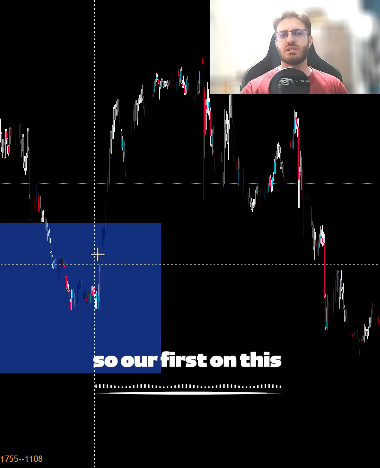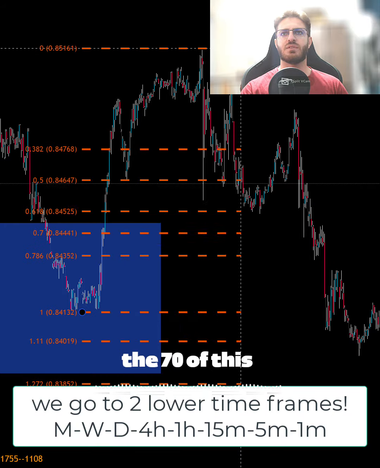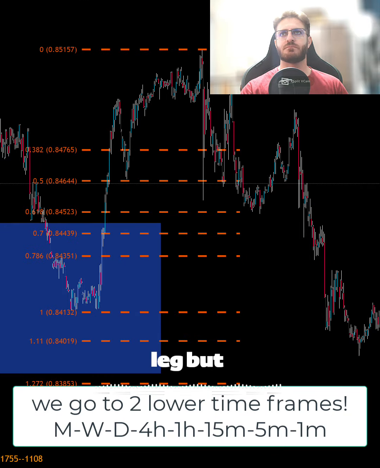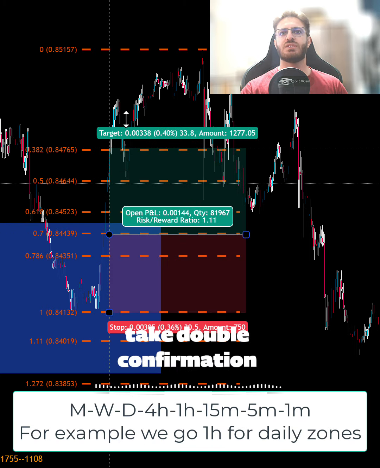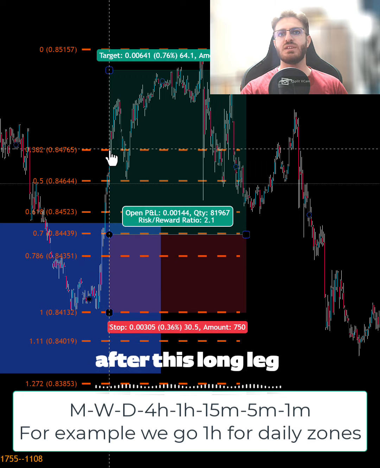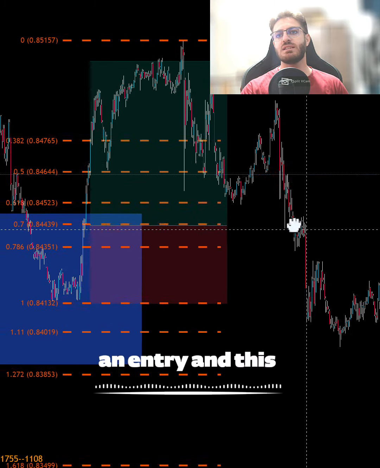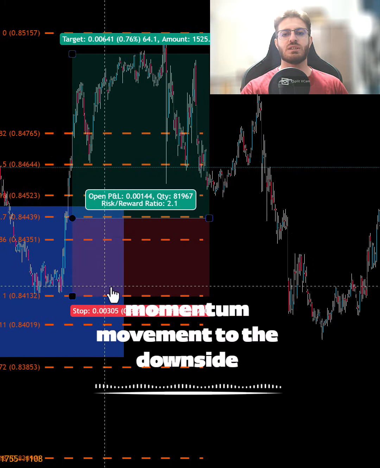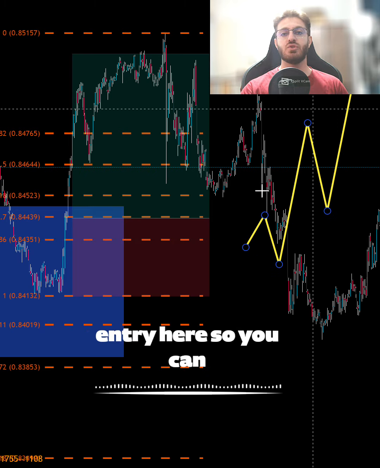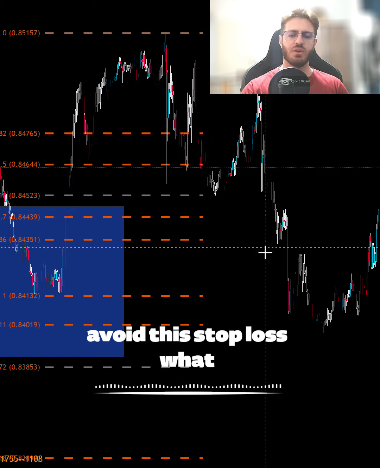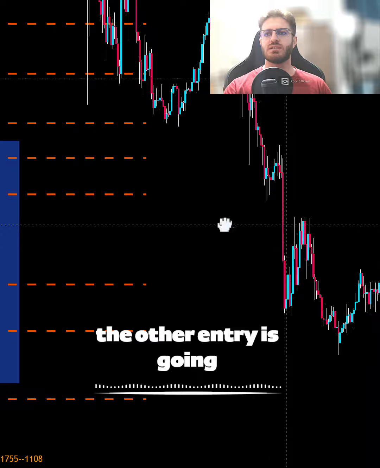So our first entry on this line shadow that I talked about is going to be the 70% of this leg, but you should take double confirmation after this leg that didn't provide you with an entry and this momentum movement to the downside. You should wait for another entry here so you can avoid this stop loss, but we say that it's a stop loss. And then the other entry is going to be here.